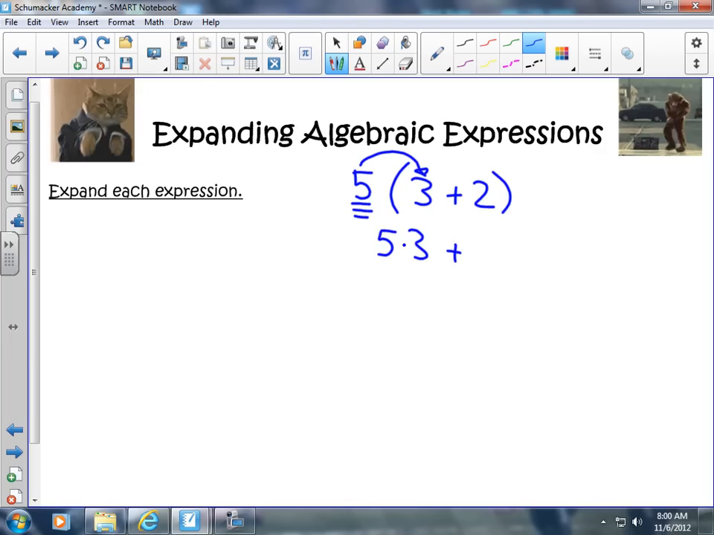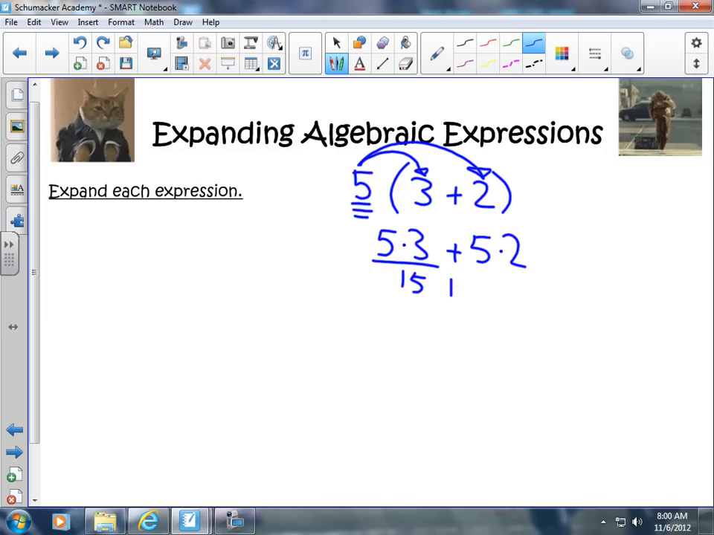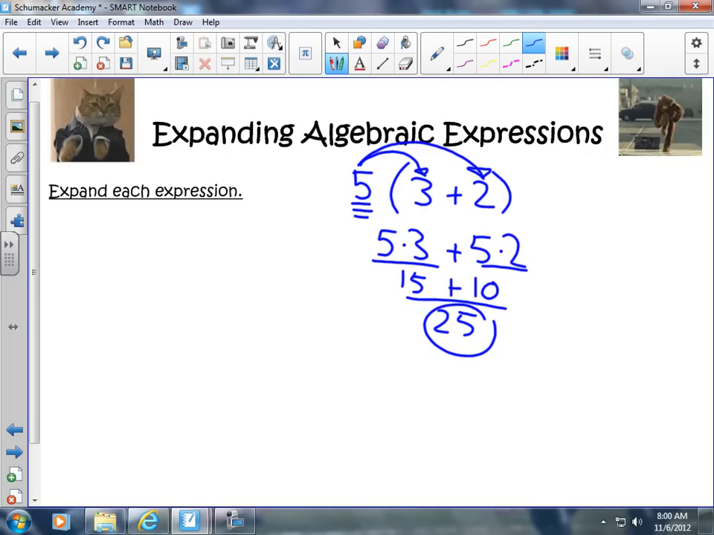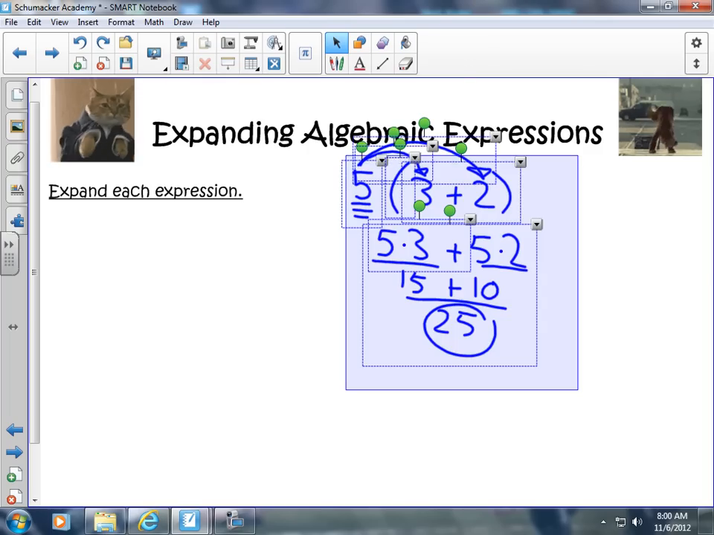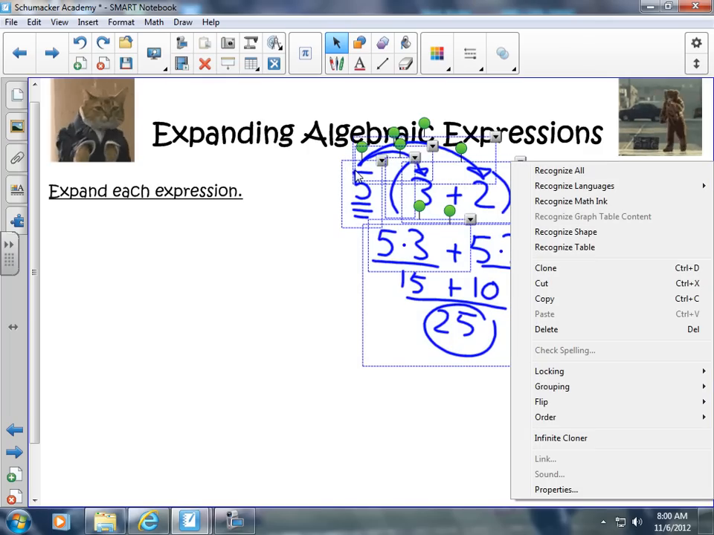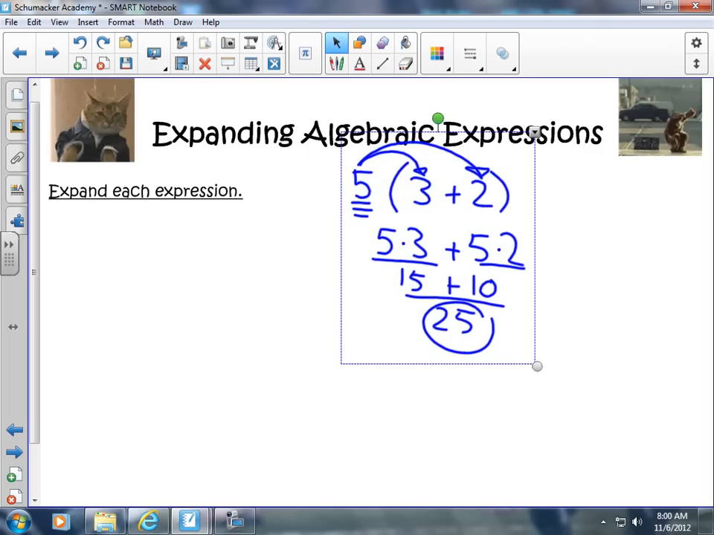I'm going to add that to the candy that goes to the girls. There's 5 pieces of candy for each girl. And so when I solve this problem, I'm going to have 5 times 3 is 15, plus 5 times 2 is 10. And when I combine these, I get 25. So I would have a total of 25 pieces of candy that would need to be provided for all of the people at my party.